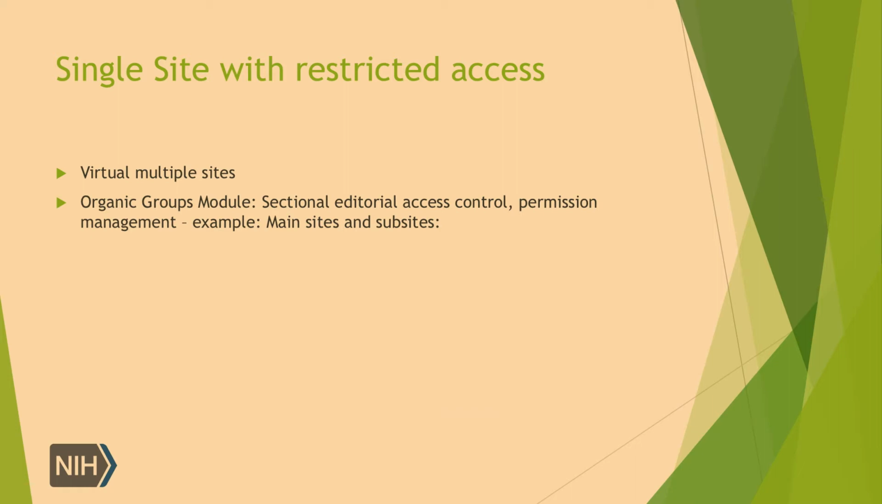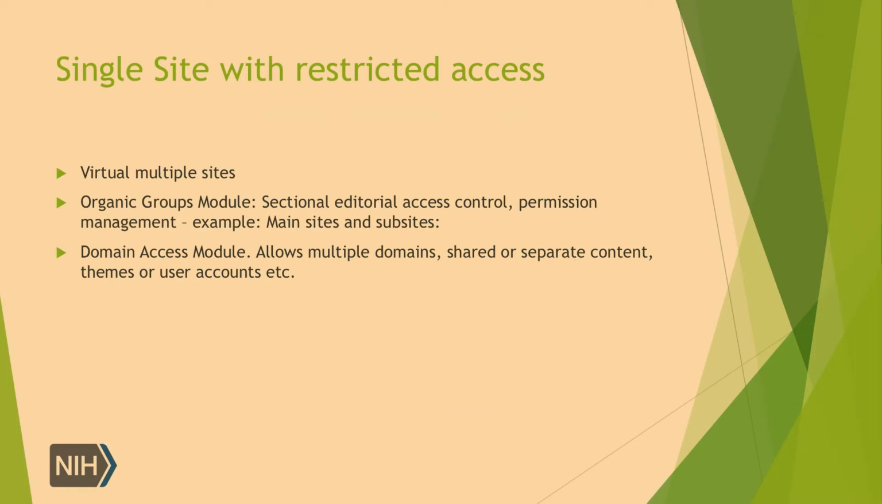The first one is organic groups. It provides sectional editorial access control and permission management. We can use organic groups, for example, if you have a main site and lots of subsites with very similar structures or themes. If you want more multiple site features, you can use the domain access module, which will allow you to have different domains, different themes, sometimes different user controls.